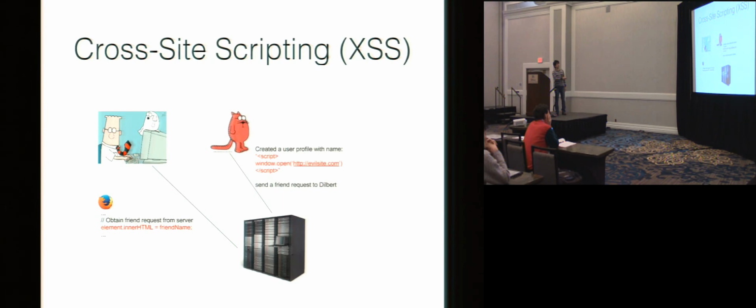Here is Dilbert. He's a good guy, and he just received a friend request, as he's using some kind of social networking application. He just received a friend request from the evil cat. The evil cat basically created a user profile with this name, and then sent a friend request to Dilbert. Then somehow on the page that Dilbert downloaded, suppose he uses Firefox for argument's sake, there's this statement here.